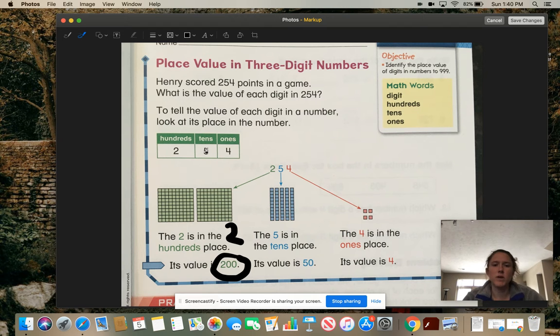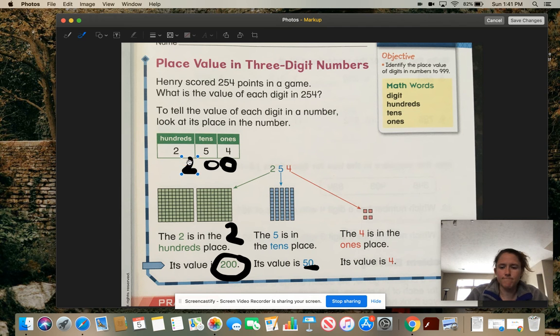Let's look at the 5. The 5 is in the tens place. This 5's value is 50. So this is not worth just a simple number 5. It's worth 50. Now let's look at the 4. The 4 is in the ones place, so the 4 has a value of 4. Sometimes I like to think of it this way: if the 2 is in the hundreds place, there are 2 numbers behind it, so you could say 2 zeros behind it. So the value of the 2 in 254 is 200.